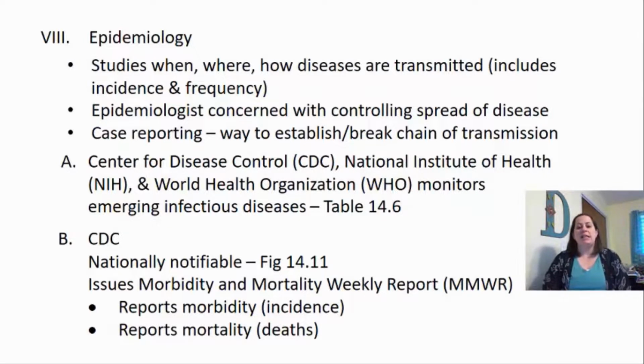So with the CDC, there are certain nationally notifiable diseases that they put on a list. So these are going to be reported to the CDC. These are going to be looking at issues of morbidity and mortality in weekly reports. They're known as the MMWR report. The whole idea of the reports of morbidity is the incidence, like how many patients are coming in with it. And then the reports of mortality is how many individuals are dying from it.